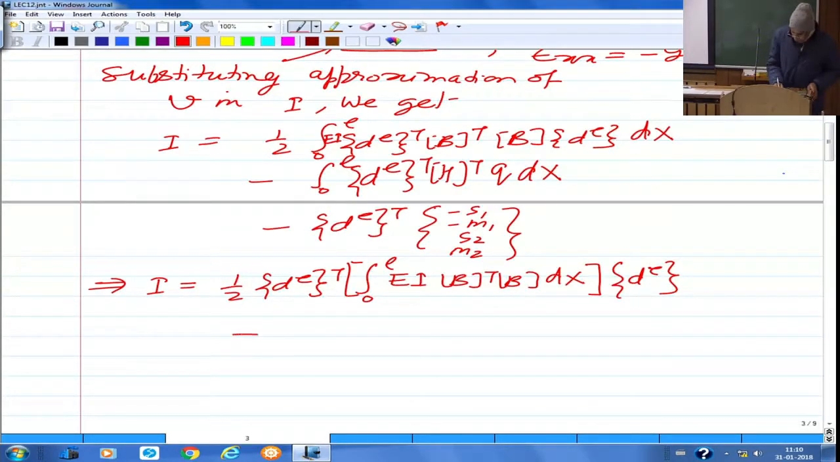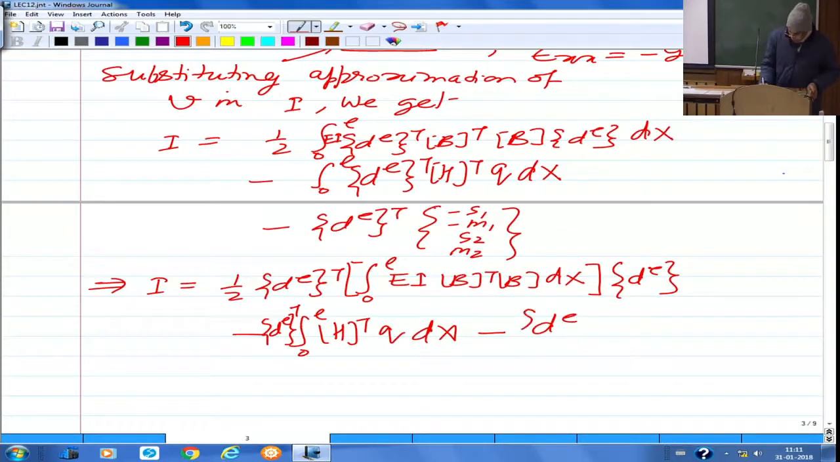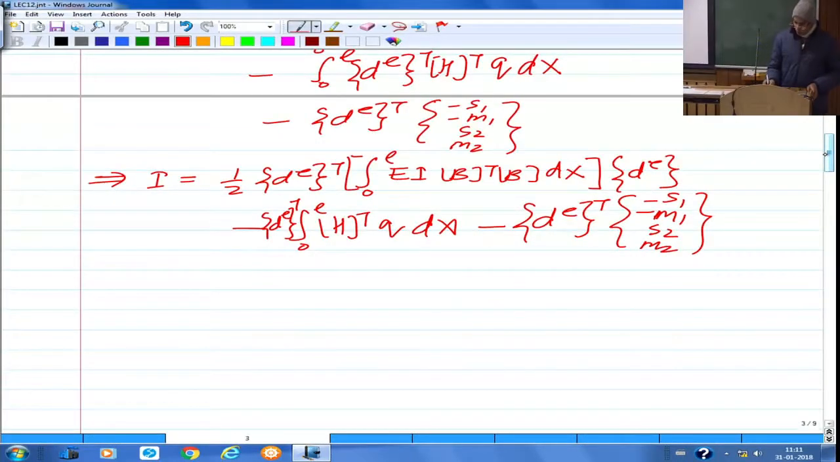Similarly here, so minus integration 0 to L. This side I'll put d transpose out of the integration, and then you have this H transpose into q dx, and then minus, of course, you have again the last term, which is d transpose into these forces, minus s1, minus m1, s2 and m2. So this is now actually the matrix which you call your stiffness matrix.